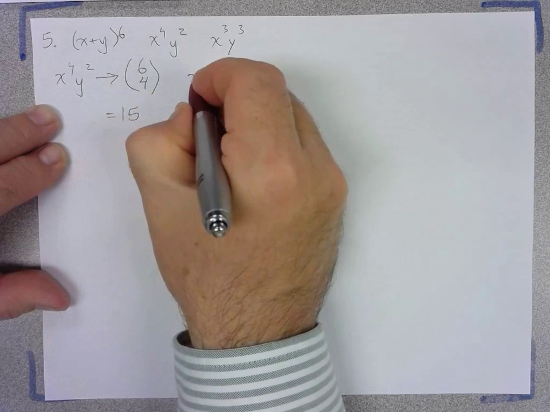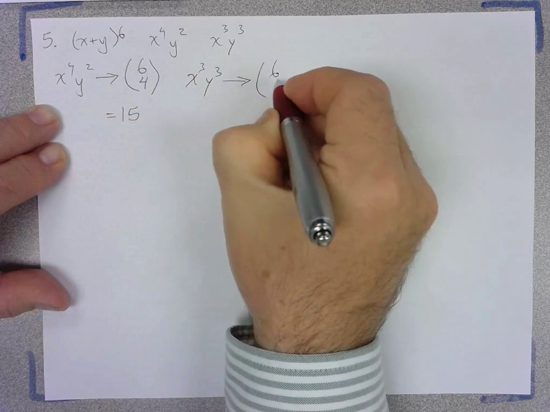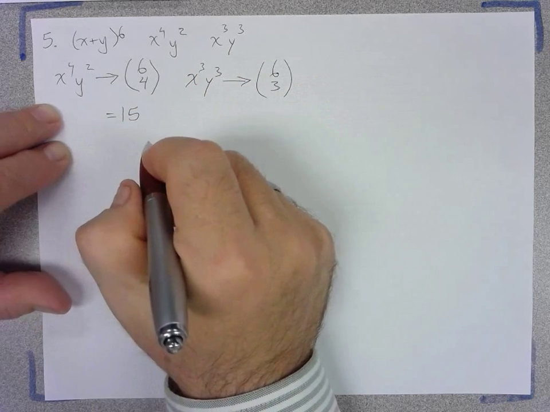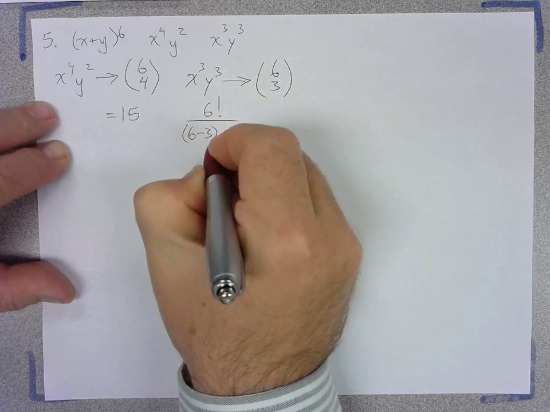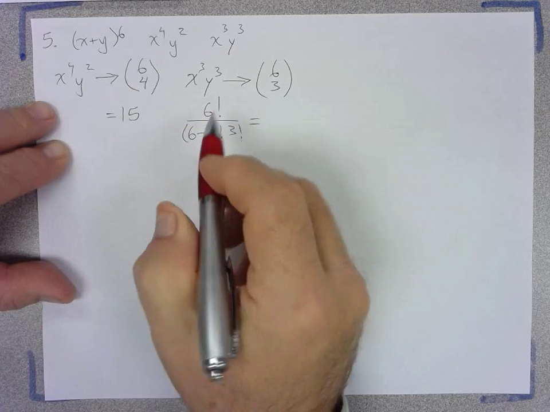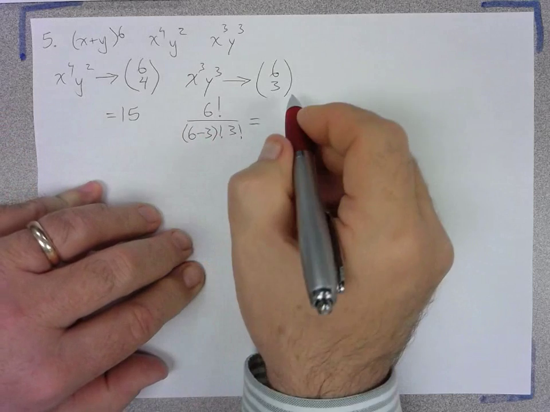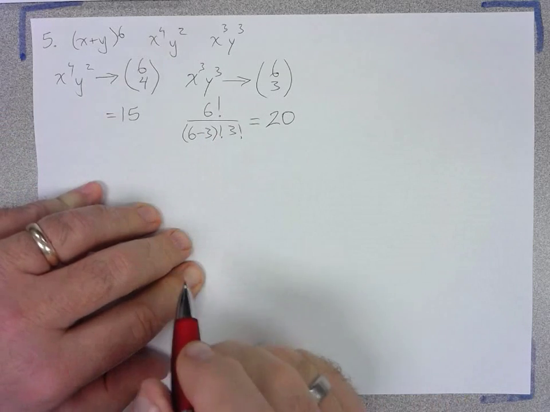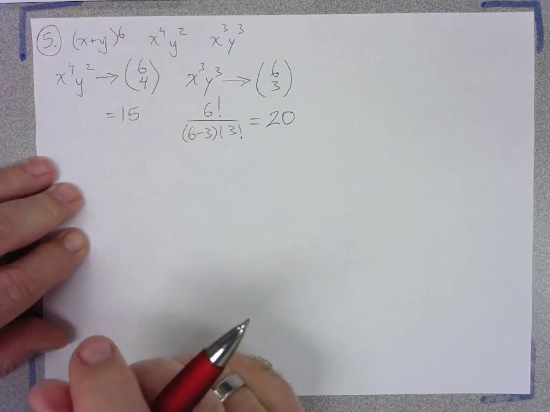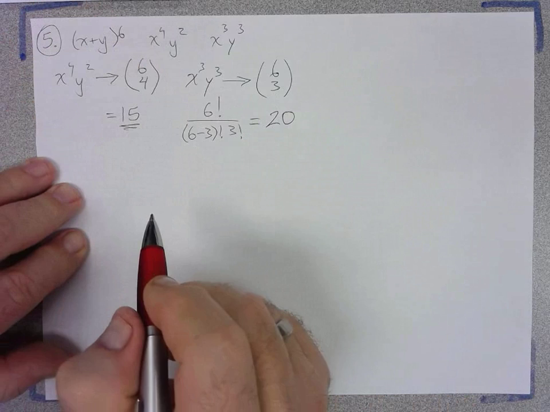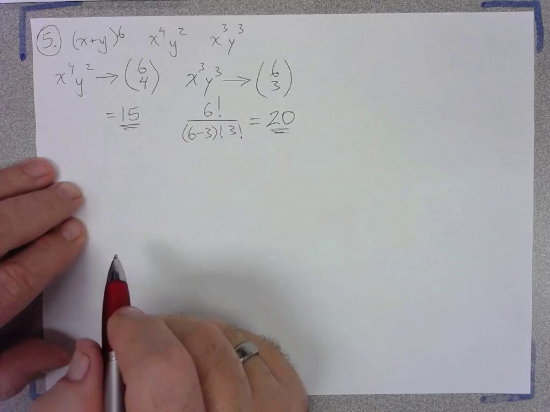If you want to figure out the coefficient for x cubed y cubed, we're going to need to calculate 6 choose 3. And again, if we want to write that out, it's going to be 6 factorial over 6 minus 3 factorial, 3 factorial. 6 minus 3 factorial is 3 factorial, so it'd be 6 5 4 divided by 3 2 1. You can calculate that out, that's 20. Okay? That's number 5. Got the coefficient. The coefficient for x to the 4th y squared is 15, and the coefficient for x cubed y cubed is 20.